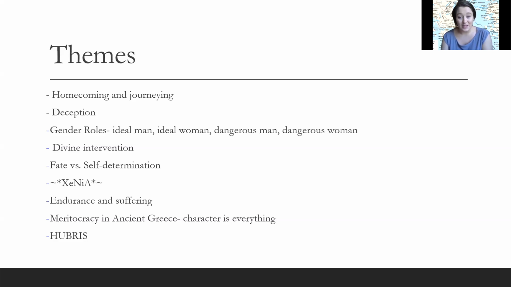However, we do see some ways in which that is contradicted. Odysseus is a distant descendant of Zeus himself, according to the genealogy outlined in Fagles' translation. So is meritocracy fully intact? Some things really display that it's culturally valued, but some people do have an advantage over other people. So keep that meritocracy, character is everything, in mind as we go through.